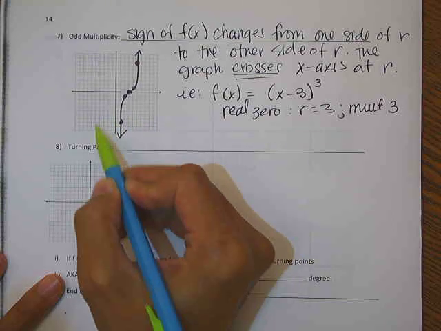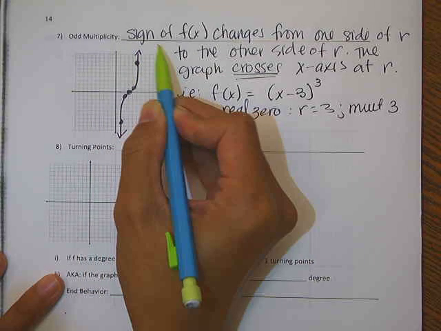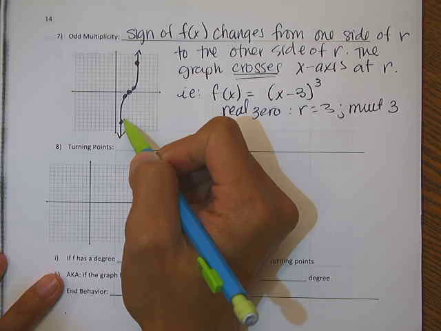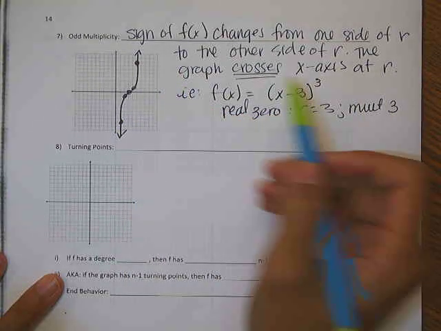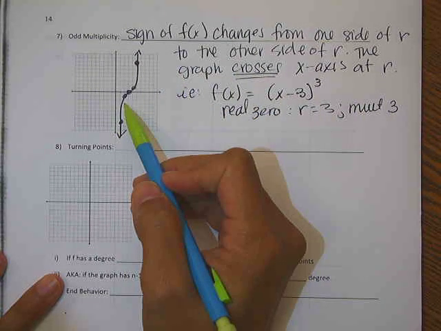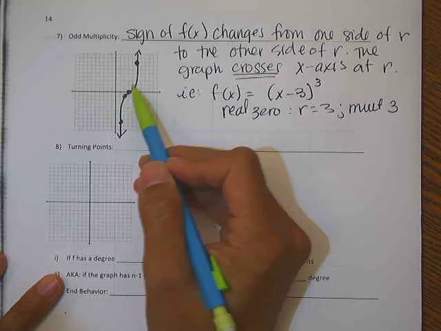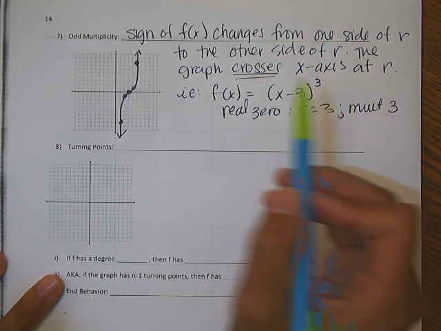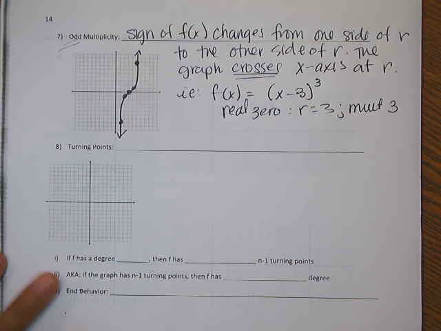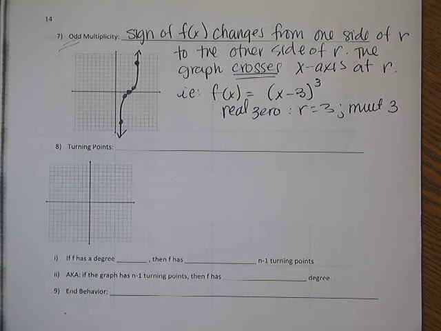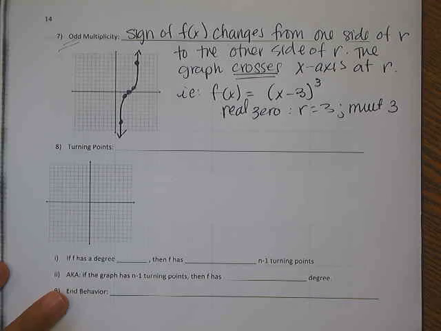This is negative f of x and this is positive f of x. So notice how from one side to the other the sign changes. And because the sign did change, it crosses over the x-axis. So anytime and every time you have an odd multiplicity, and it doesn't matter what function you have, it will always cross over the x-axis. Okay. All right, turning points.